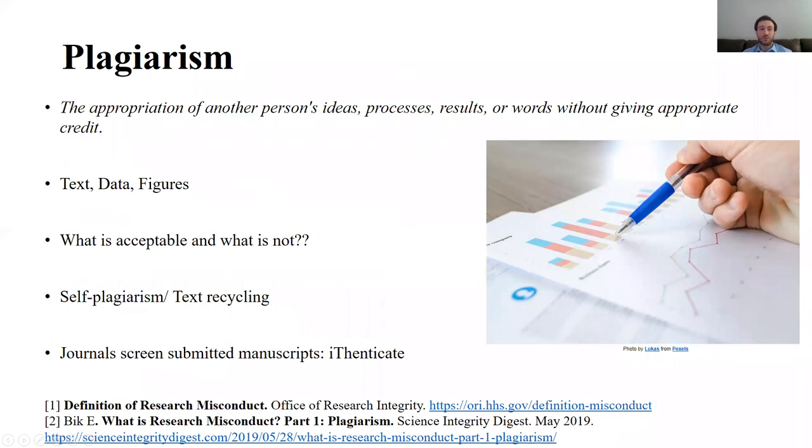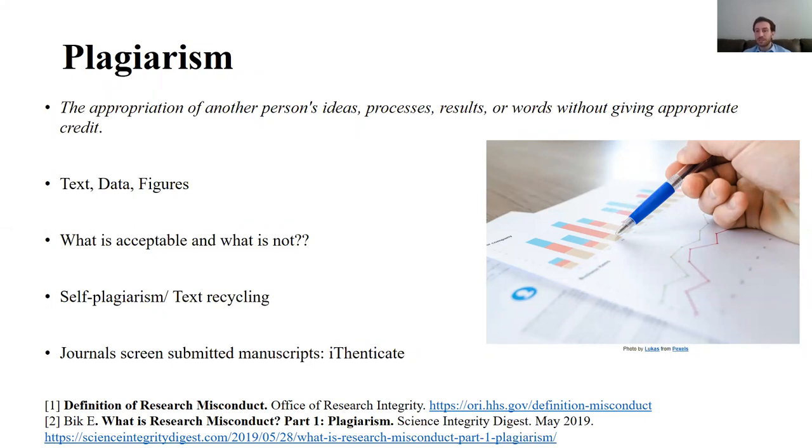Plagiarism is the third form of research misconduct. And this could be seen as the least bad of the three, but it also can lead to major problems. So plagiarism is taking somebody else's ideas or results without giving appropriate reference or credit. And this could apply to text, data, or figures.